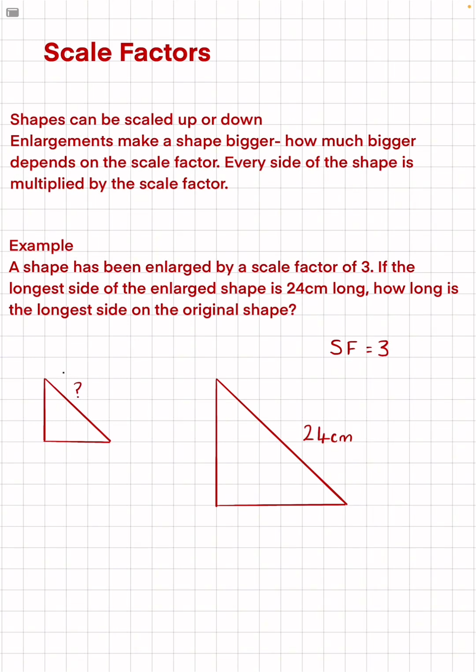To work out the length of the original shape, we need to do 24 divided by 3. 24 divided by 3 is 8 centimeters. So the length of the original shape is 8 centimeters.